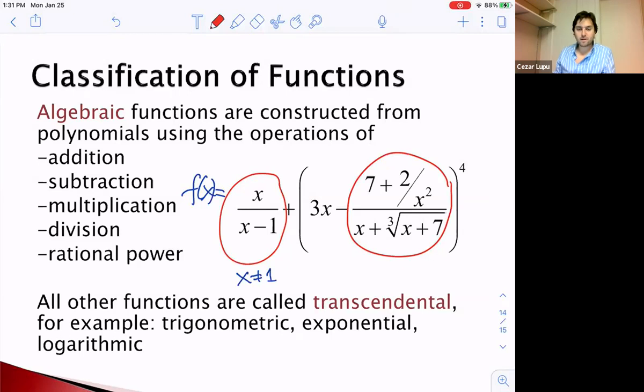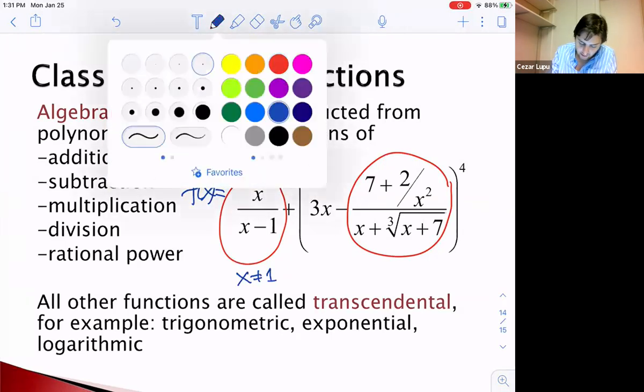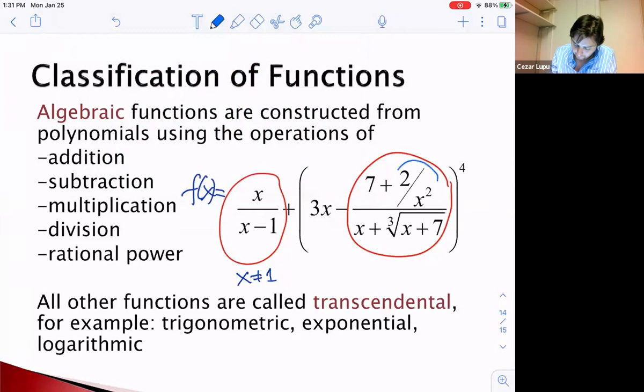2 over x squared. And again, for this to exist, we have to make sure that x squared is different than 0, so therefore x is different than 0. So that's what you need to know, right?